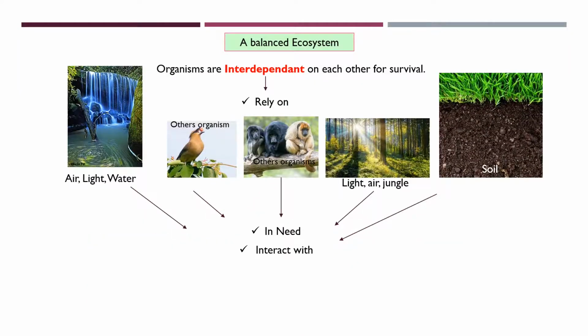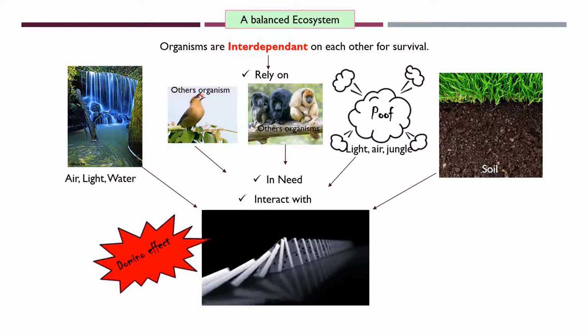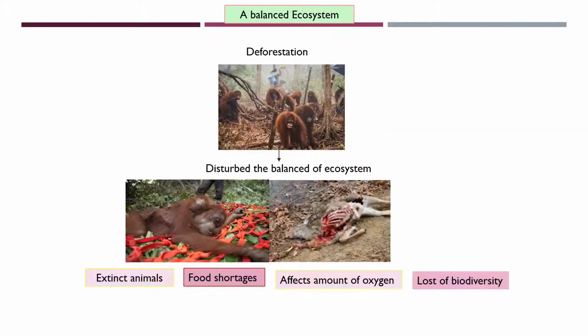Organisms are interdependent on each other for survival, and this will create a balanced ecosystem. Interdependence means rely on, in need of each other, and interact with each other. If the forest is destroyed, it will affect other organisms like a domino effect. Deforestation disturbs the balance of the ecosystem, causing extinction of animals, food shortage, affecting the amount of oxygen, and loss of biodiversity.